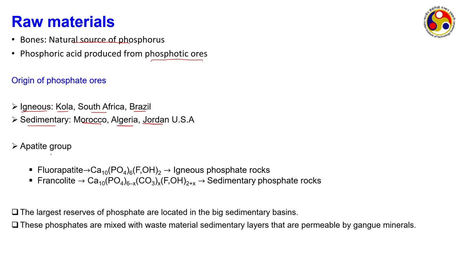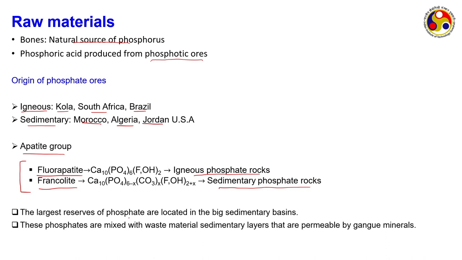Then the ones we are talking about are the ores of the apatite group. What is the apatite group? It indicates ores which are fluorapatite and francolite. Fluorapatite is a phosphate group attached to calcium, and it is found in igneous phosphate rocks. Francolite, with the formula where X can be any number, is found in sedimentary phosphate rocks. So primarily the ores from which we will mine out phosphoric acid will be either fluorapatite or francolite.